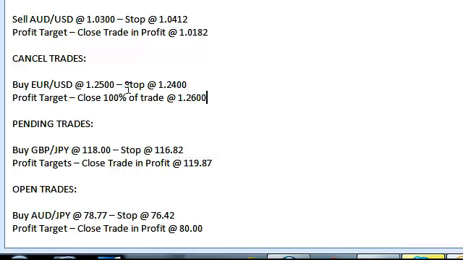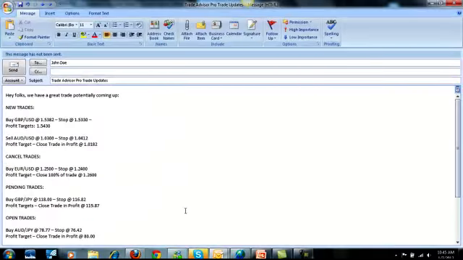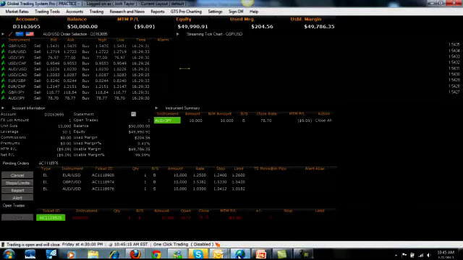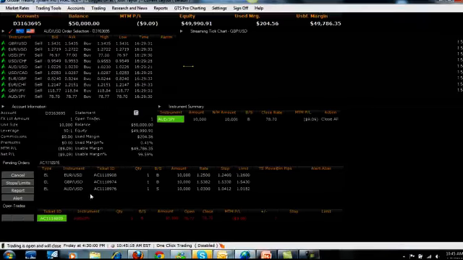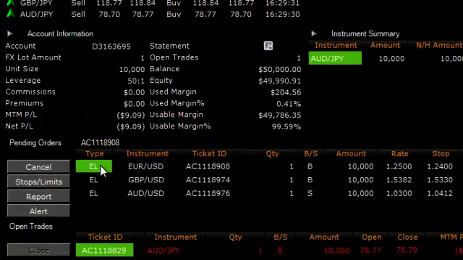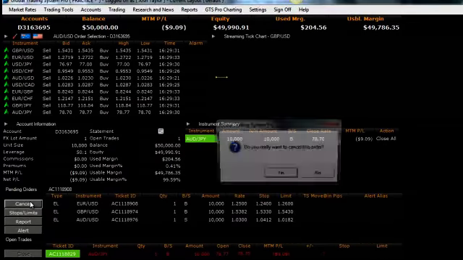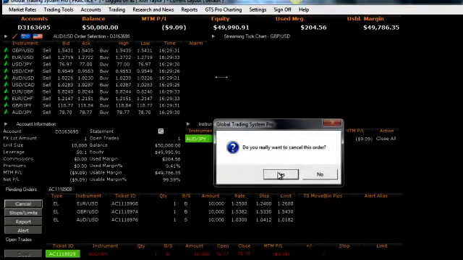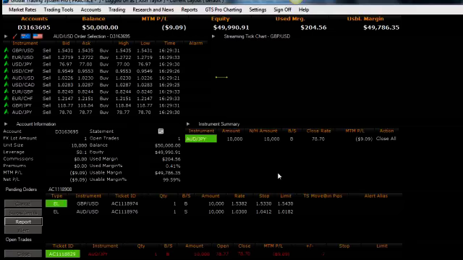Okay, so here's what we're going to do. This is very easy. We're going to cancel this trade. So go back to our software. We're going to find that trade, click on it, click cancel. Do you really want to cancel this order? Yes. End of discussion. That trade is now gone. All right. Now we'll go back to our email.